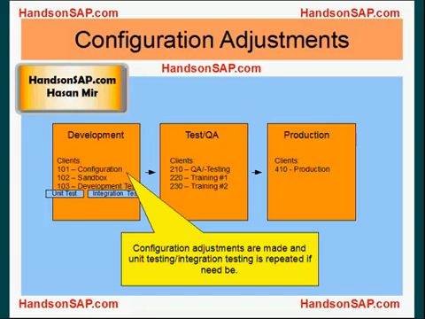Now, after the testing, if you need to make more changes in the configuration, you're going to go back to the configuration client and do some adjustments and make more changes and repeat the testing if need be. So there are going to be iterations going on back and forth. Now there will be a point when you're going to say, okay, our configuration looks 100% perfect.